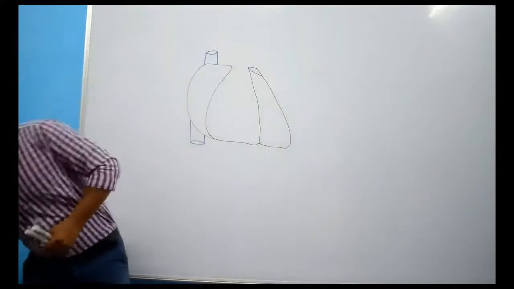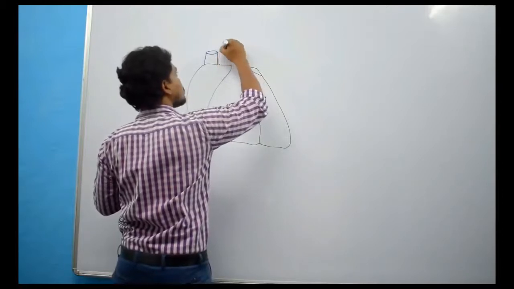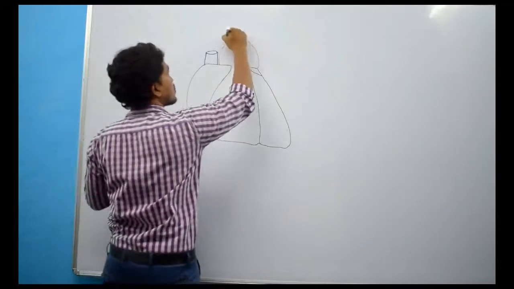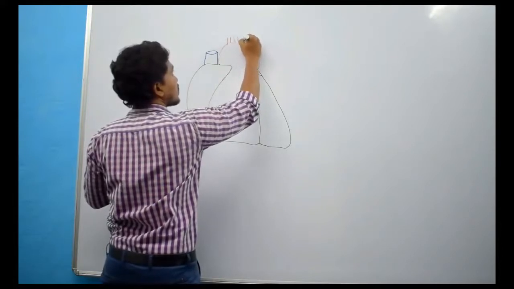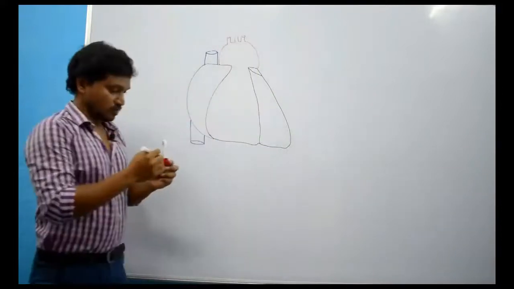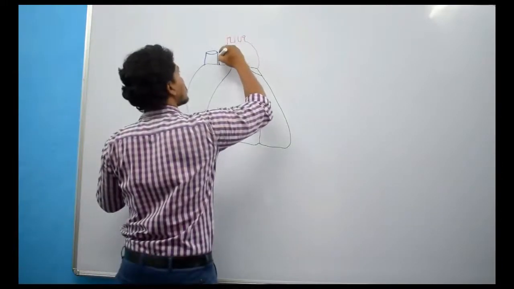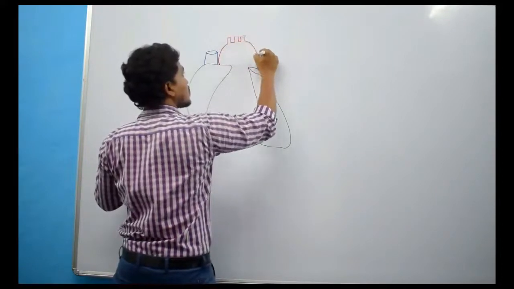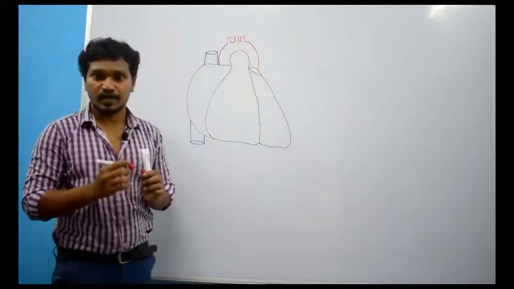Then this is the aorta. Which aorta? The arch of the aorta with its branches. What are these branches? Brachiocephalic, left common carotid and left subclavian. Is it? So this is the arch of the aorta and its branches.